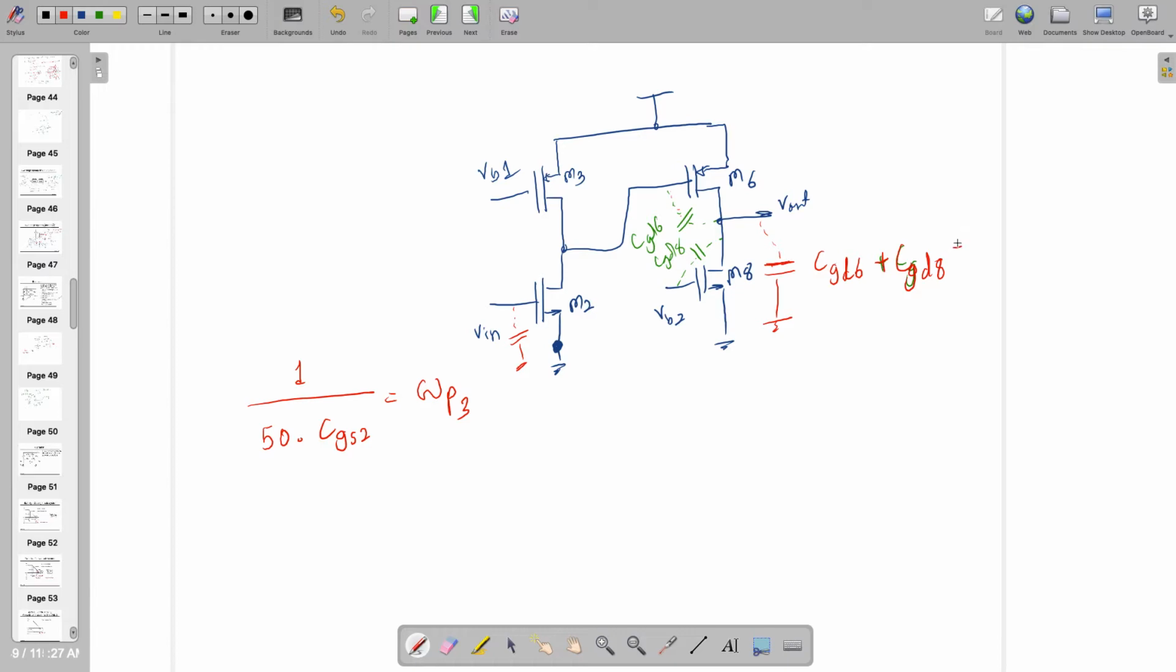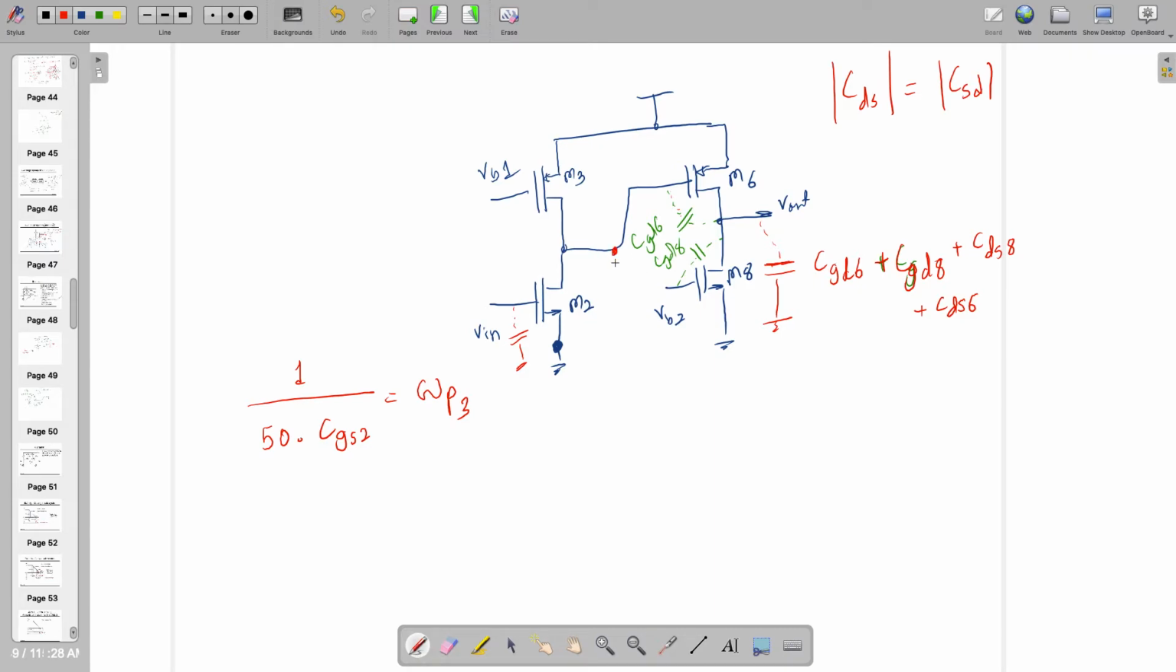then CDS 8 and CDS 6. By the way, CDS is equal to CSB. This is what I'm assuming. So these many capacitors will be there. Okay. What about the third one?